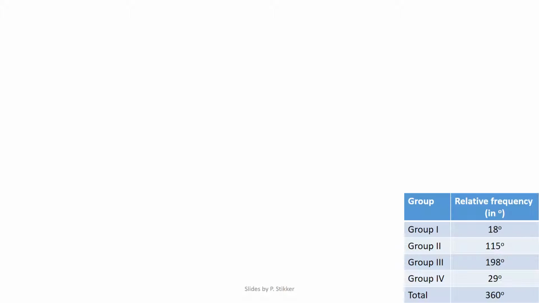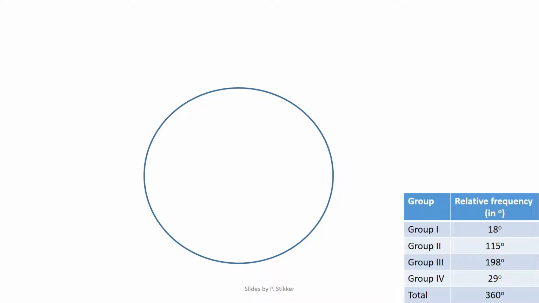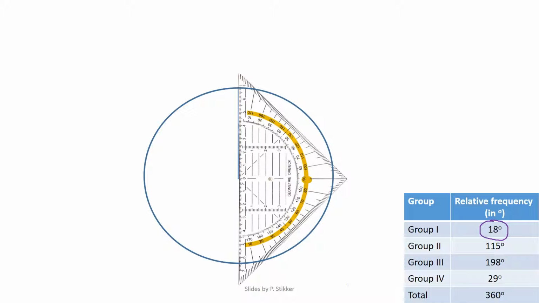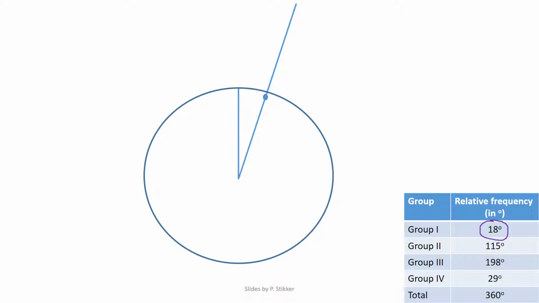The first thing you want to do when drawing a pie chart is draw a circle. Then draw from the center a straight line to the edge. The first slice we're going to draw is for the first group, which was 18 degrees. Place, I think this is called a protractor in English, at the center and measure the 18 degrees. Then draw a straight line through that point to the edge of the circle. This will now be the first part, the first slice, the first group. You can color it in any color you want.